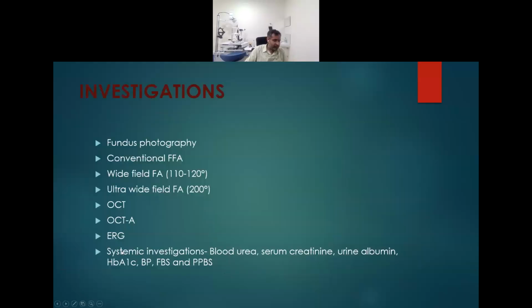What ocular investigations can we do in the case of diabetic retinopathy? Fundus photography as a screening tool, conventional FFA, wherever we have a doubt of PDR setting in, even after photocoagulation, when we have a doubt whether it's unstable or stable PDR, wide field fluorescein angiography to look for the peripheral PDR, ultra wide field FFA of around 200 degrees area, OCT angiography, ERG, and systemic blood investigations can be blood urea, serum creatinine, urine albumin, HbA1c, BP, fasting blood sugar, and postprandial blood sugar to see the diabetic control.